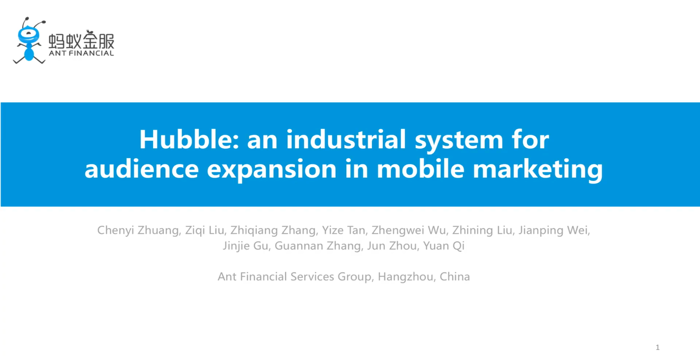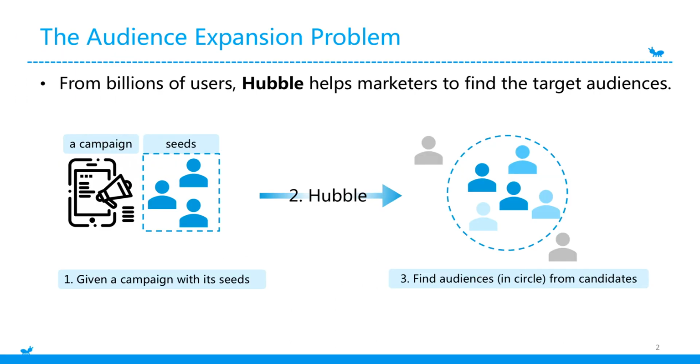In this video, we would like to introduce an industry audience expansion system that has been deployed at Alipay. Since Alipay is now serving more than 1 billion users, how to efficiently deliver financial products or services to the right users is of significant importance. In order to promote mobile products or services, companies like Ant Financial conduct thousands of marketing campaigns every day.